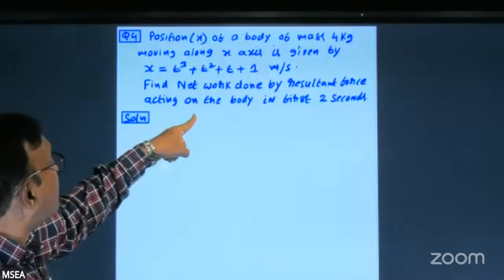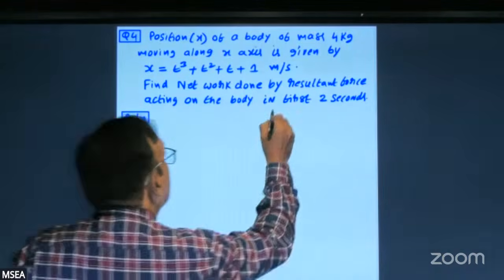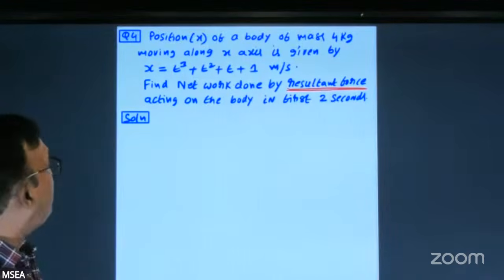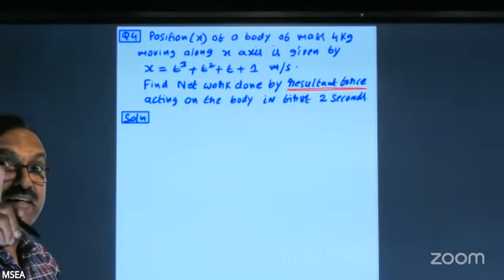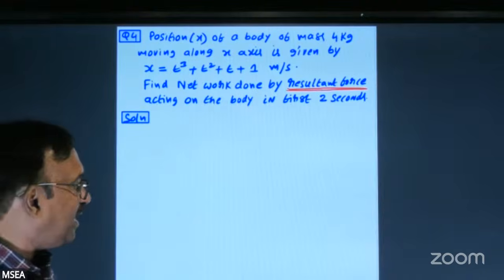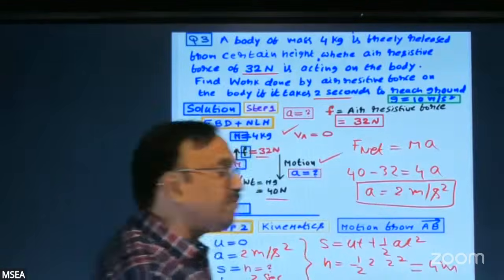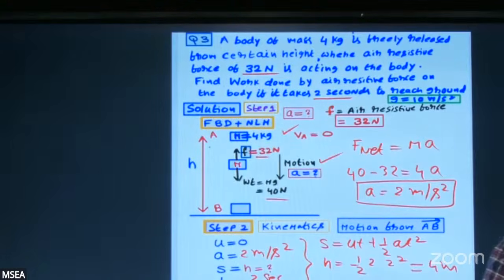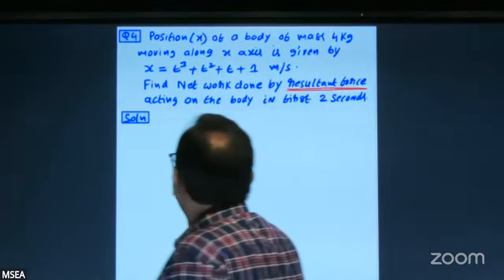Find the net work done by the resultant force. I want to know work done by the resultant force. That means work done by all forces I want. In the previous question, I was asking you what is the work done by the air resistance force only. Previous bit was work done by air resistance force. Let me just show you that point. Here we want work done by one specific force. Now here we want work done by the resultant force. That means all the forces.